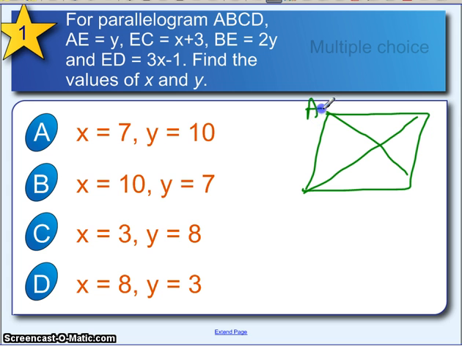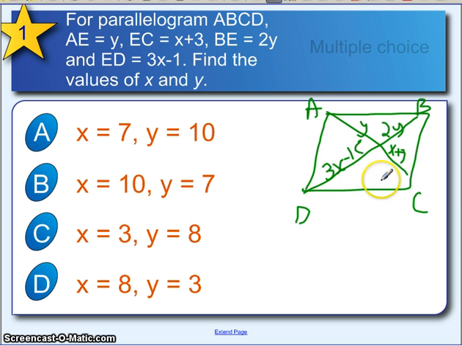Let's see, A, B, C, D. We got AE is y. We got EC is x plus 3. We got BE is 2y. We got ED as 3x minus 1. And we're supposed to find the values of x and y.